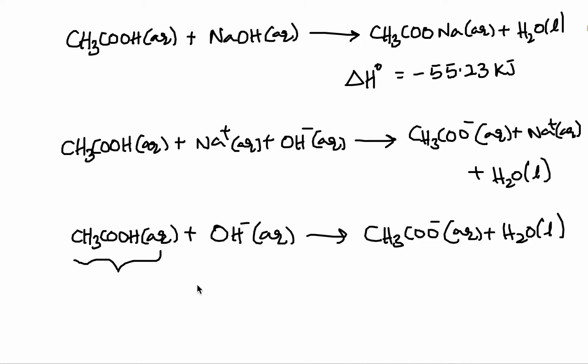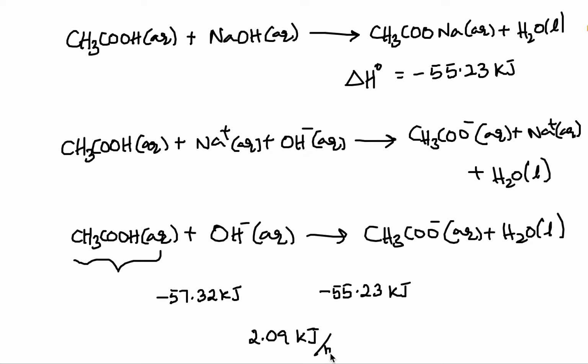Therefore, so what is the difference? The difference is negative 57.32 kilojoules for a free hydrogen ion and free OH minus ions. When the hydrogen ion is not free, that energy is negative 55.23 kilojoules. So what is the gap here? The gap is essentially 2 point something, that is 2 point something kilojoules of heat actually going into dissociation of acetic acid.